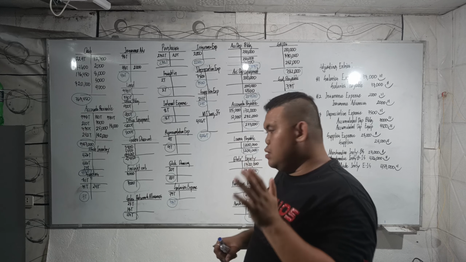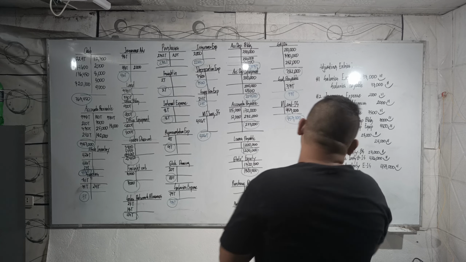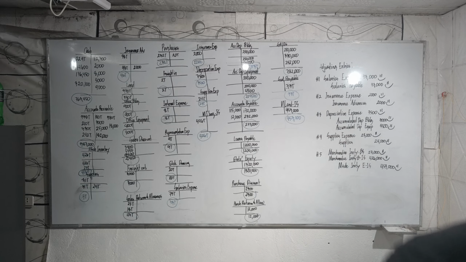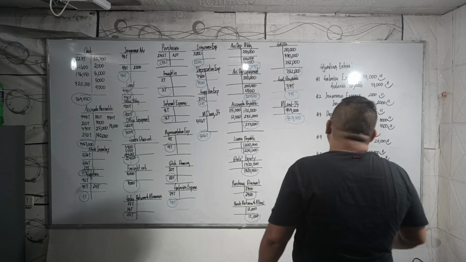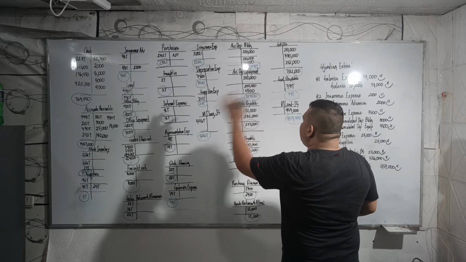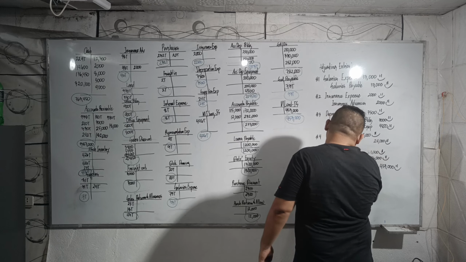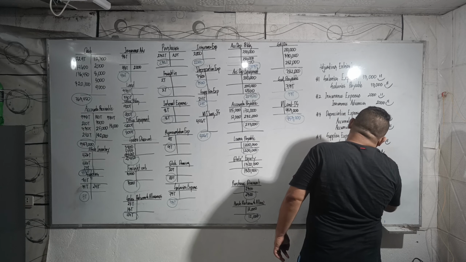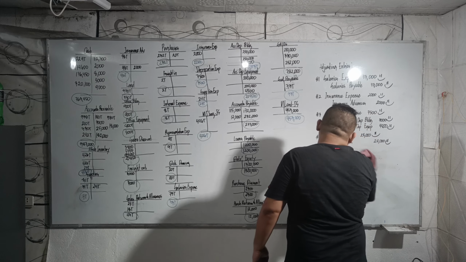Okay, let's see. So first, we need to make those closing entries. And after making the closing entries, we have to post them in the ledger. It's much similar to what we are doing with the adjusting entry.